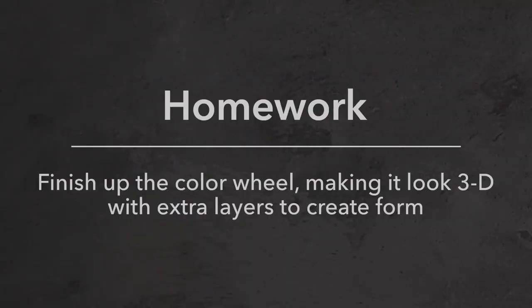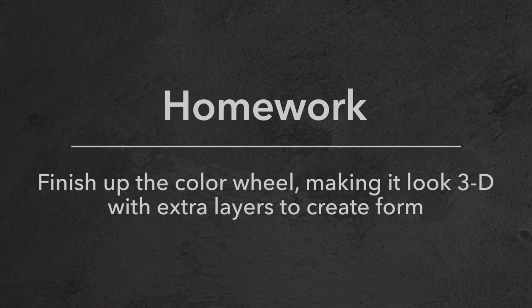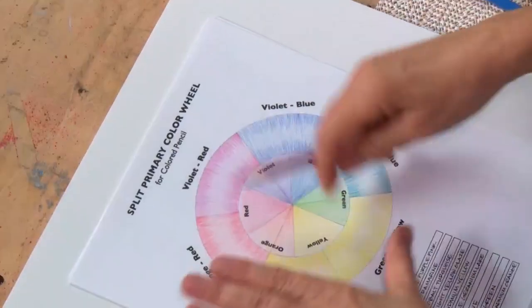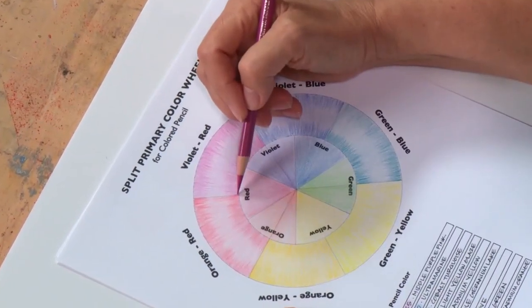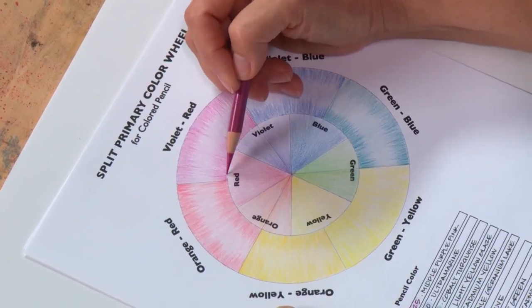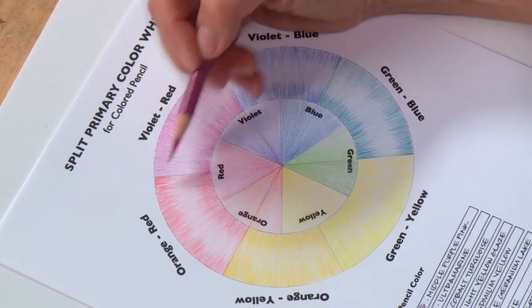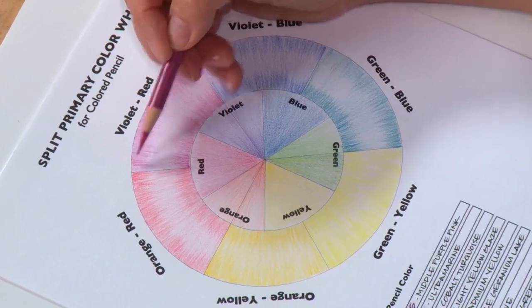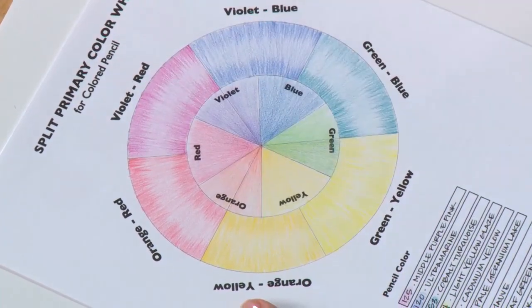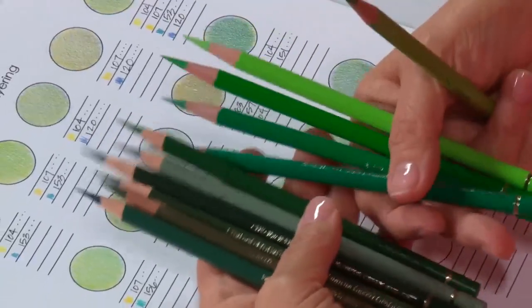For your homework, finish up your color wheel. Here's a tip to make it look 3D like mine. After you get the basic color in, really pump up those little pencil strokes at both sides of the color wheel. The stronger they are, the more 3D. In our next lesson, I'll share with you my own layering techniques for creating luminous colors.